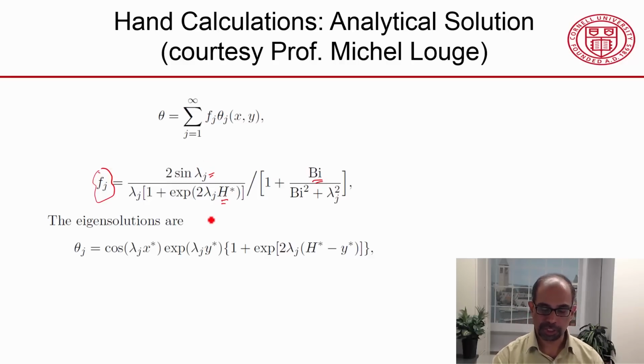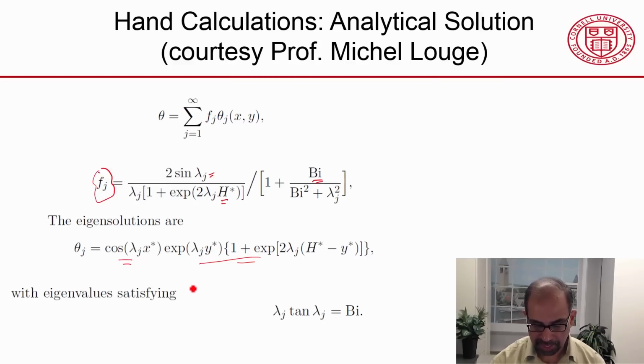The Biot number and the aspect ratio are inputs into the problem. These functions are eigensolutions, and they have a cosine variation in the x direction, and then a different kind of variation in the y direction. So it's a product of the x variation and the y variation. The eigenvalues satisfy this nonlinear, so-called transcendental equation. The textbook that is used at Cornell, and this is probably true of other heat transfer textbooks, tabulates the values of lambdas for different values of the Biot number.